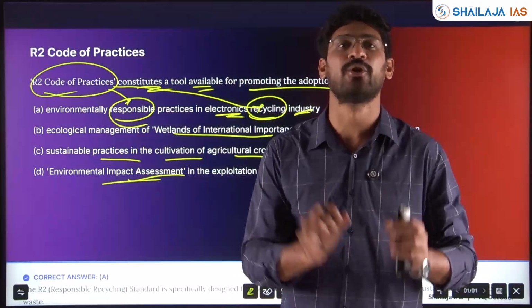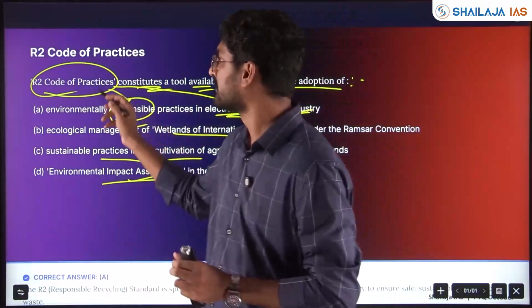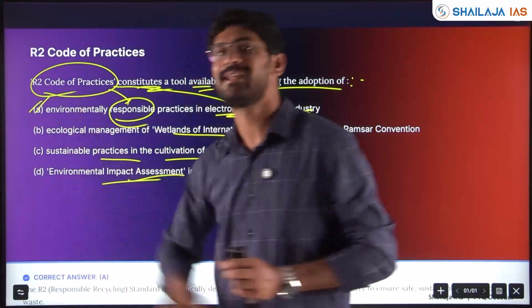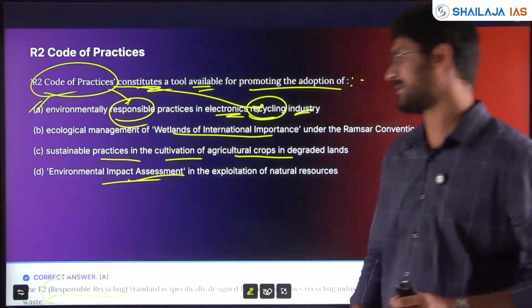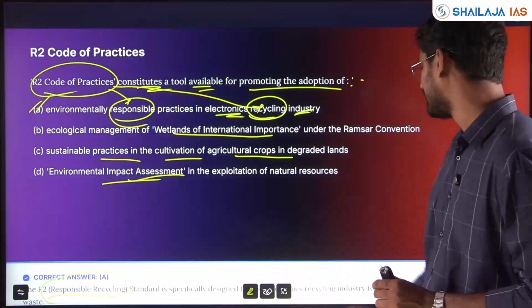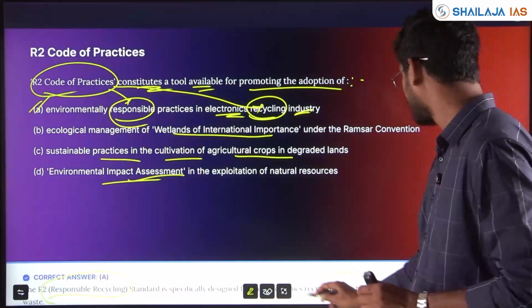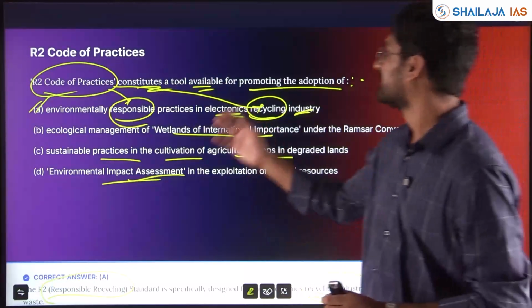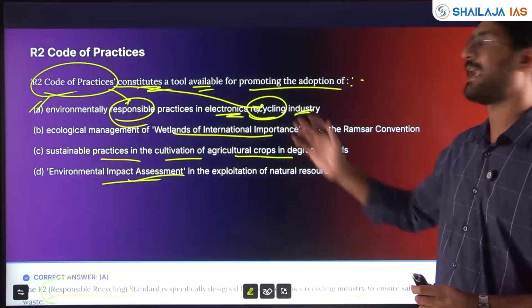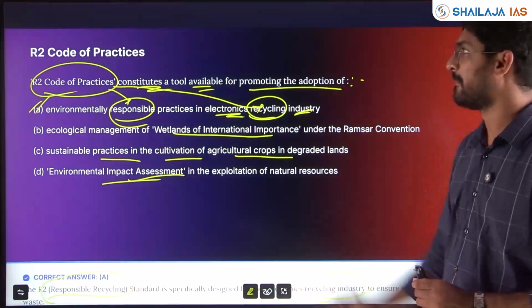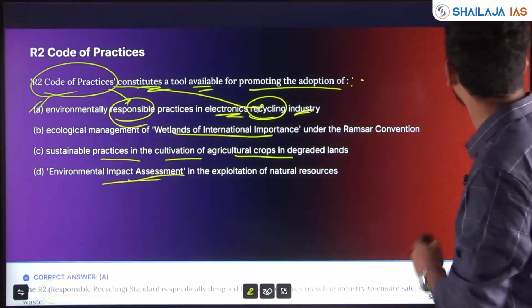R2: reduce, reuse, recycle, responsible. That is option A here. R2 is the Responsible Recycling standard. It is specifically designed for the recycling industry to ensure safe, environmentally safe practices in the electronic recycling industry. This is clear?